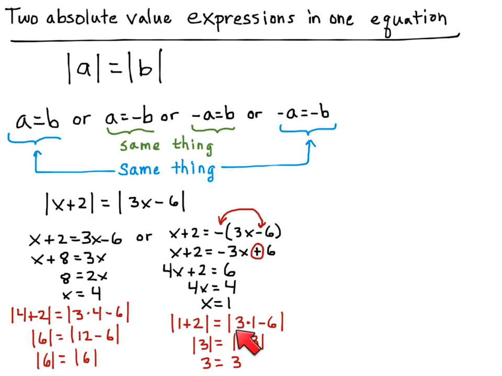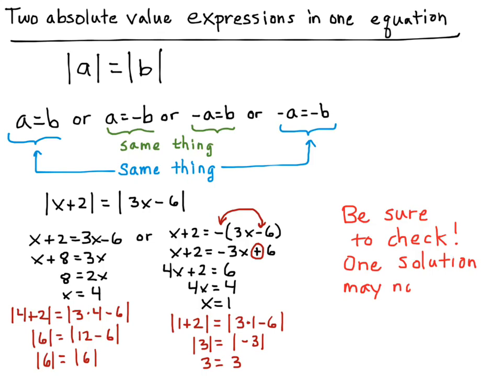So if we try on the other equation where we stick the x in where x is 1, then we'll find that the absolute value of 3 equals the absolute value of negative 3, which is 3 equals 3, and so we're good there.